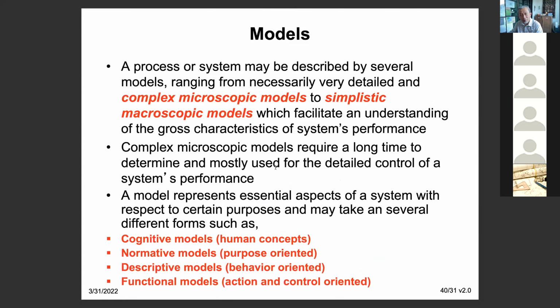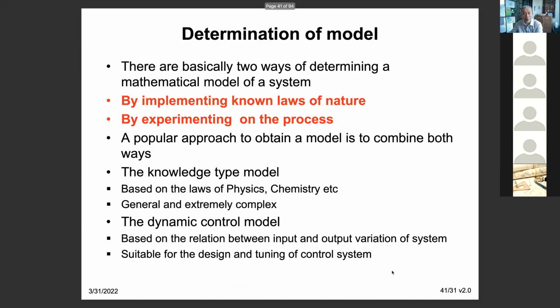It can vary from complex microscopic models to simplistic microscopic models. But a model represents the essential aspects of a system with respect to a certain purpose and may take several different forms, such as cognitive models, which are more towards human concepts; normative models, purpose-oriented; descriptive models, behavior-oriented; and functional models, which are action and control oriented. So we focus on the functional models for these particular subjects.